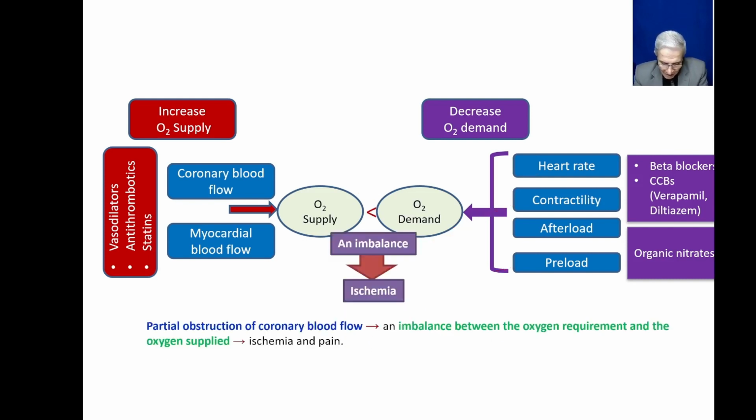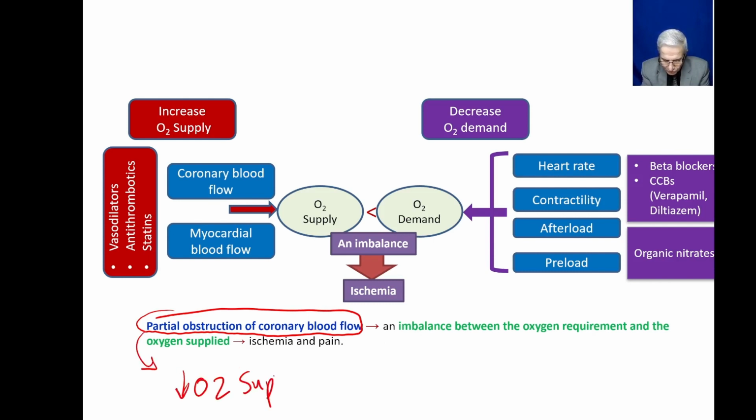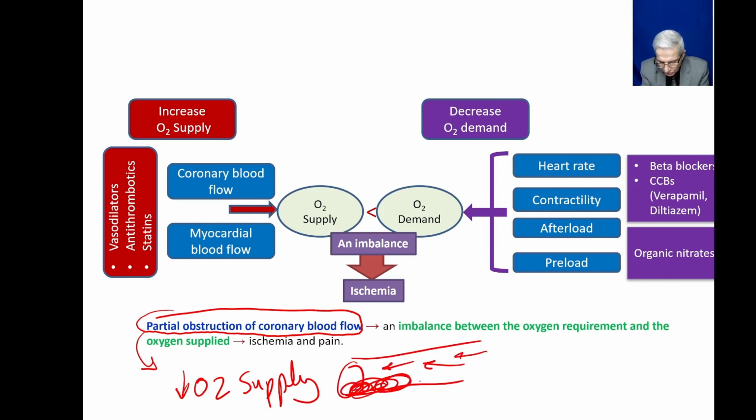Moving on, when you have partial obstruction of the coronary arteries, what happens here? Partial obstruction means the result will be decreased oxygen supply. You agree with me on this one? Because the coronary artery is partially closed. So we are not going to have enough blood because of the partial closure of the coronary arteries.